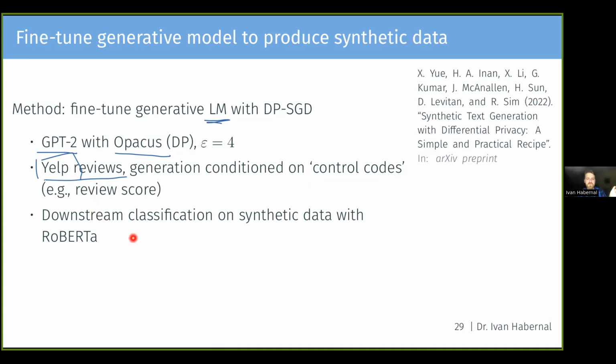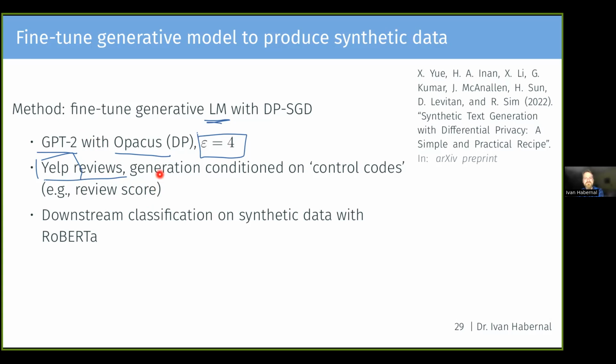And they used downstream classification on synthetic data and showed that for an epsilon of 4, the drop in classification accuracy is not that big. But let's take it with a grain of salt, because, first, it's an arXiv paper, and second, the question is whether Yelp is really private, or how much of Yelp is already in pre-trained GPT-2. The authors didn't discuss this detail. So there are so many tiny tricks in differential privacy which might go wrong.